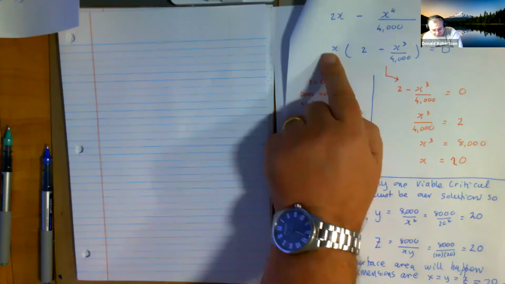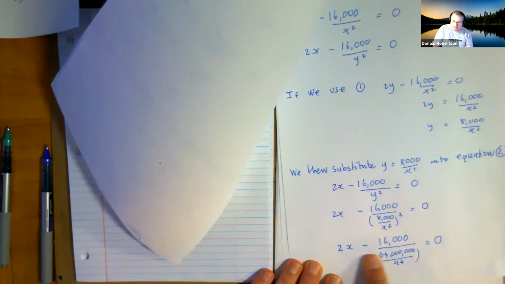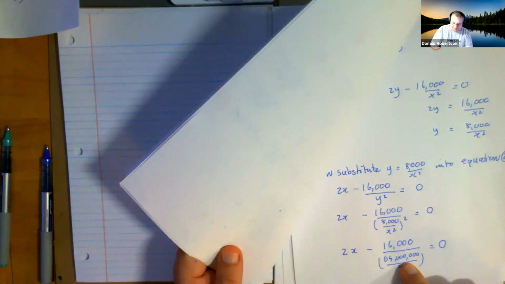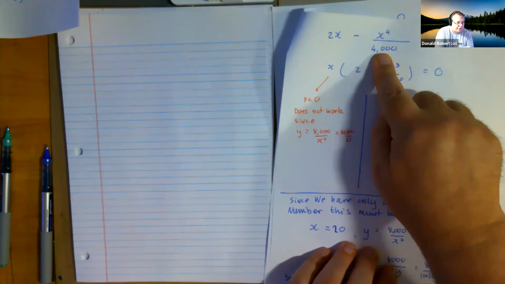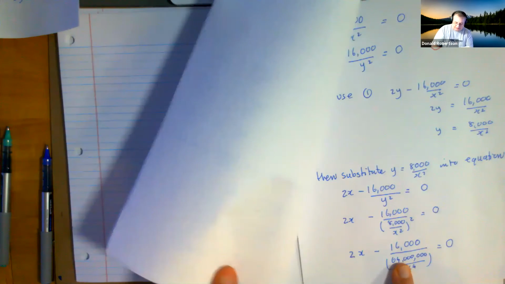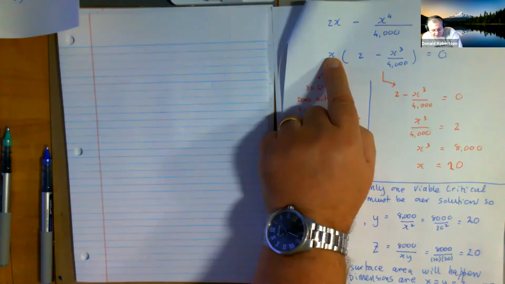Cancelling it down, you get to here. Pull out an x as a common factor, you get to here. So 2x, take away this ugly guy. The x to the 4 comes in the top. The 16,000 and the 64 million thing cancel out, and that's where that 4,000 came from. And it's still equal to 0. So I went from this line to here. Now, if you pull out x as a common factor, you get this.